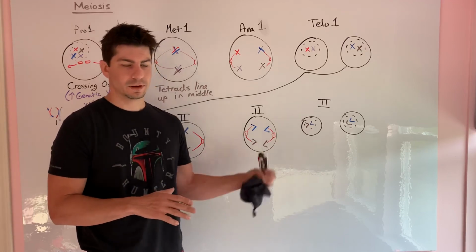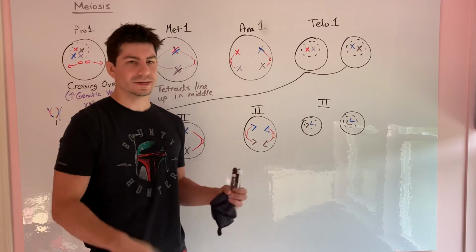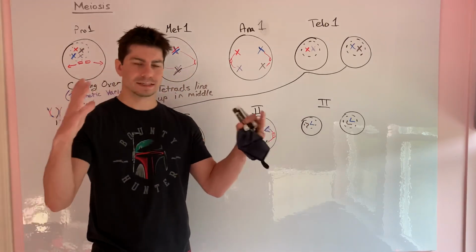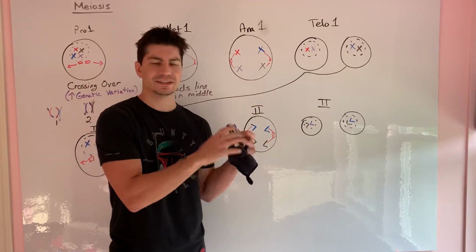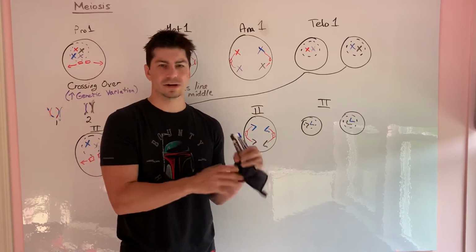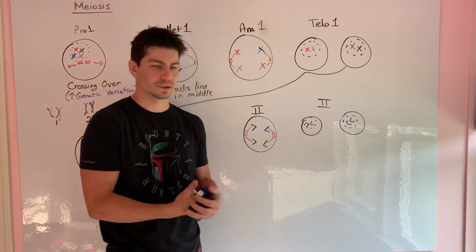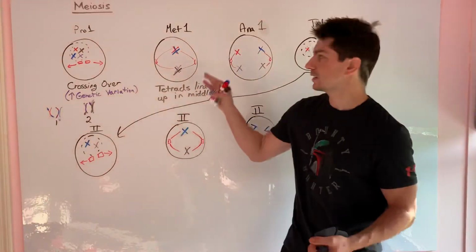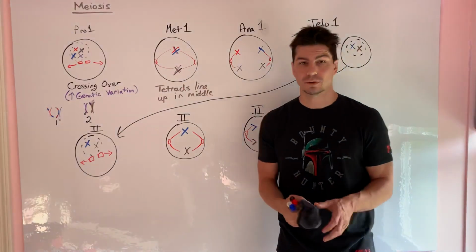So sperm, we're going to get 4 at the end. We're still going to get 4 for the female version to make the egg, but the 1 egg is going to be huge, and then the other 3 cells are not going to be big. They're not going to be real eggs. Like I said, they're called polar bodies. All right, so this is the end of meiosis, guys. This is the end of us making our sex cells, and this is also the end of cell reproduction.